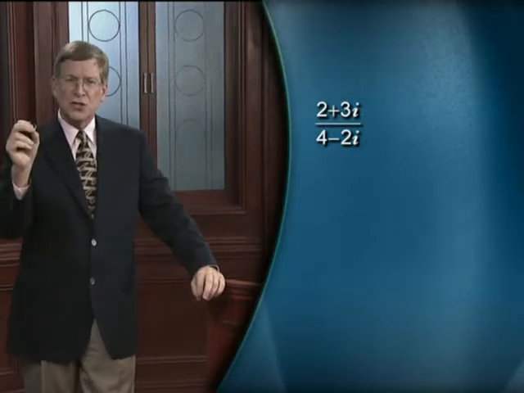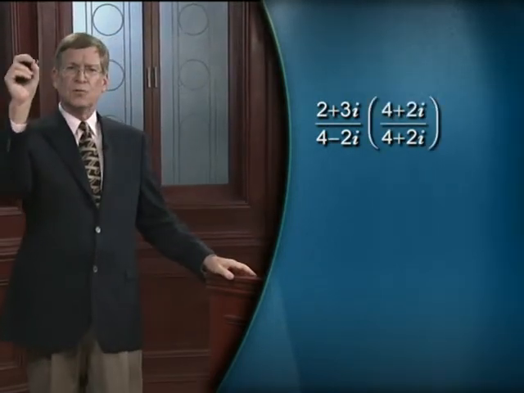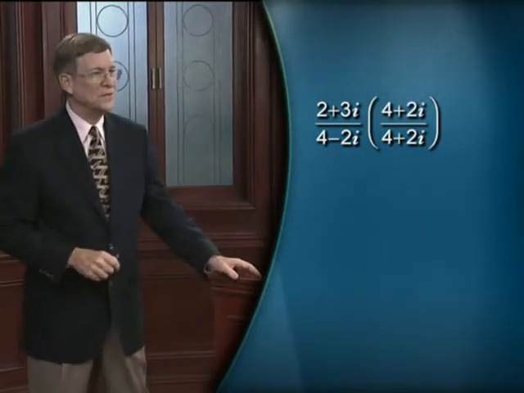Well, the secret here is to multiply numerator and denominator by the conjugate of the denominator. Because remember, a complex number times its conjugate is real, and that will get rid of the complex number in the denominator. So when I do that, I multiply by 4 plus 2i divided by 4 plus 2i.